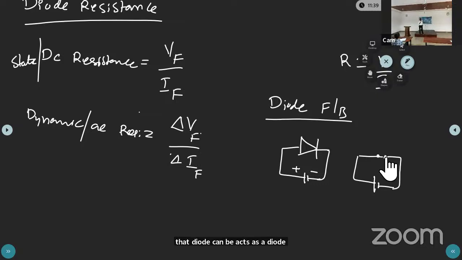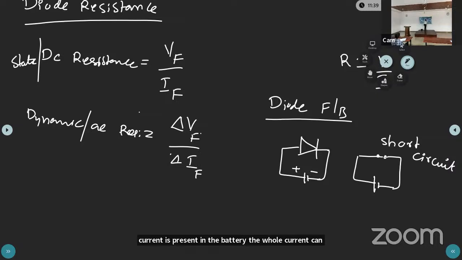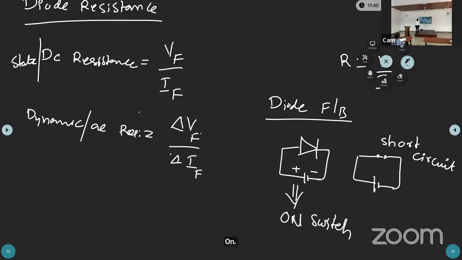Simply you can remember, under forward bias the diode allows the flow of electrons, and the flow of electrons means it acts as a short circuit. Short circuit means whatever current is present in the battery, the whole current can pass the junction. So in forward bias, the diode acts as an on switch.